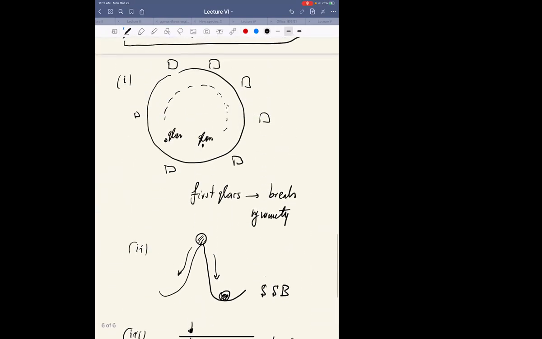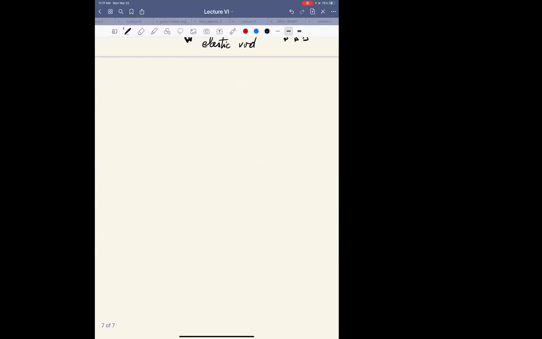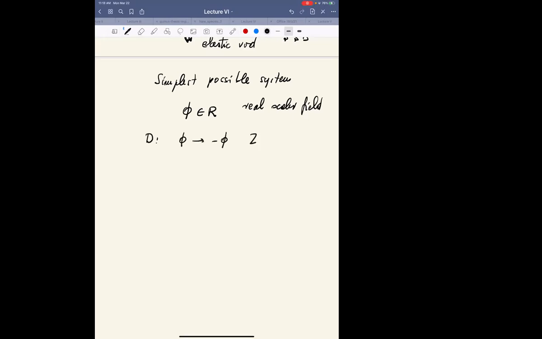But what we need is the field theory example of having a vacuum that breaks the symmetry. I am going to start with the simplest possible system. By the way, here you capture all the features. So pay attention now for the next 10, 15, 20 minutes. I don't know how long it will take, maybe more. The simplest system that I can imagine in field theory. I take a real scalar field. And I take the symmetry to be discrete, phi going to minus phi. Z2 discrete symmetry.